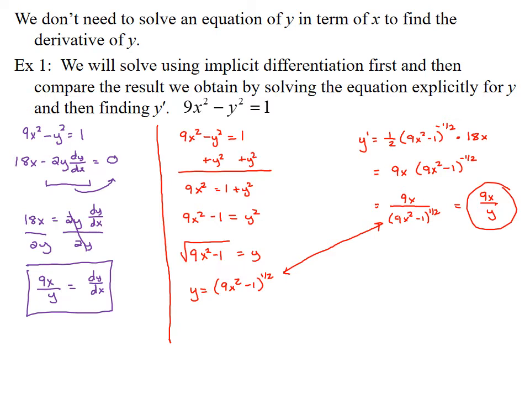Now this red stuff took a lot more work. The purple went really quick. So that's the idea. You don't have to rewrite anything to take the derivative implicitly.